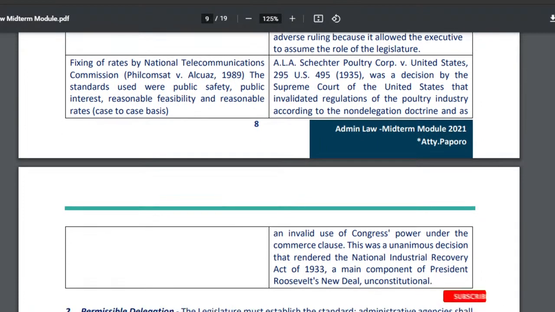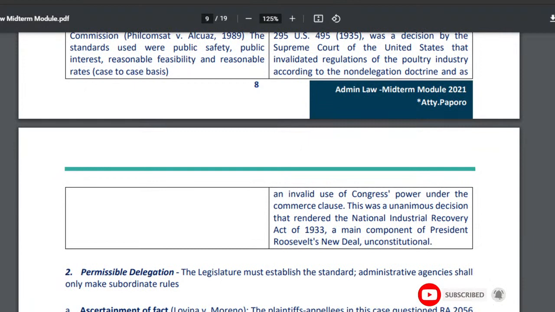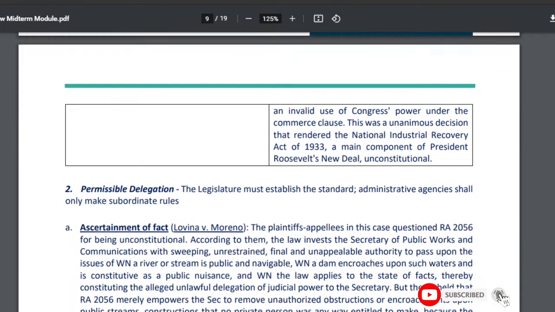Invalid use of Congress power under the Commerce Clause because it was too broad. The limits were not followed. So given this, the main component was President Roosevelt's National Industrial Recovery Act of 1933. According to them, this is unconstitutional because there was no valid delegation of such legislative act to the president.